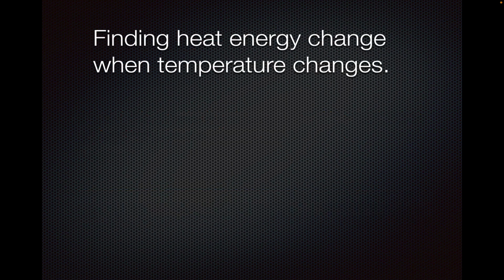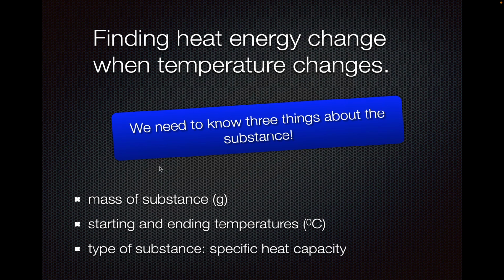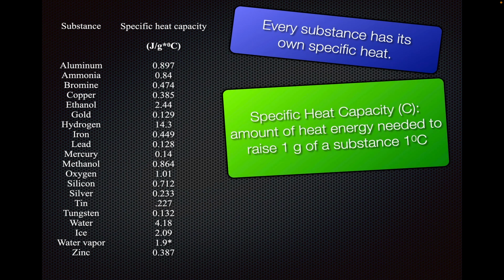This is when we did a quiz. So how do we find heat energy change when temperature changes? We need to know three things. First, the mass of the substance, starting and ending temperatures, and type of substance, or we call it heat capacity. That's the three things we need to know to be able to find energy change.